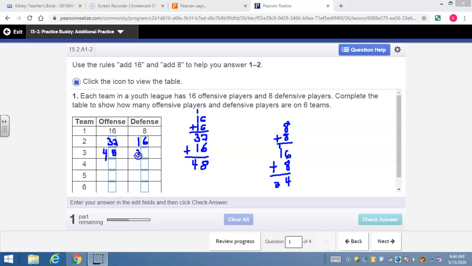Well, my goodness, look at this. We have a pattern going. 8 times 1 is 8. 8 times 2 is 16. 8 times 3 is 24. So if you know your 8's facts, this should be pretty simple, okay? So this is how you would complete problem number 1. Let's go on to our second problem.